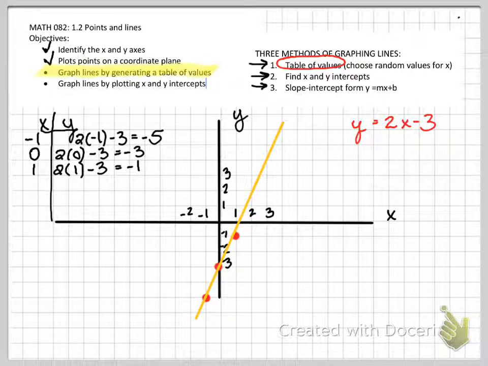It's a good idea to get into the practice of labeling your graph by writing the equation next to the line. The reason for that is when we get into chapter 2, we are going to be solving systems of equations by graphing. That means you're going to have multiple lines on the same graph. So this is just a nice practice to get into.